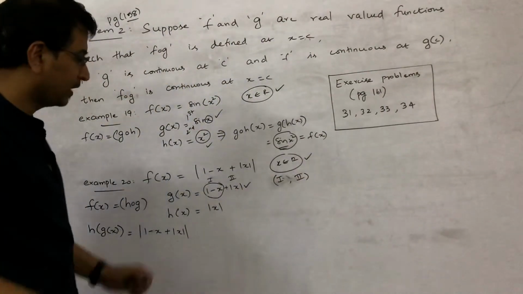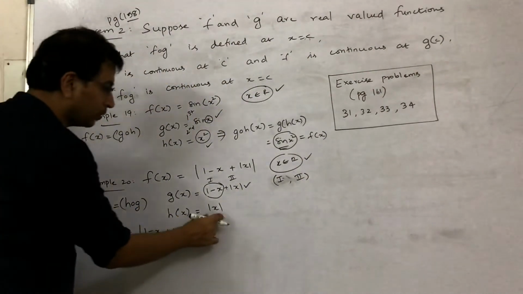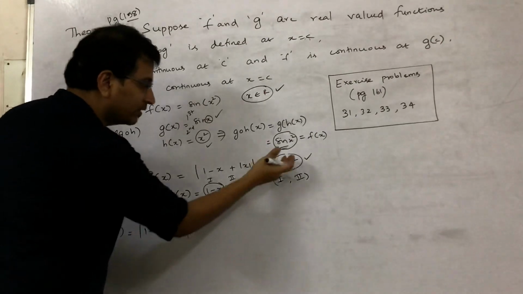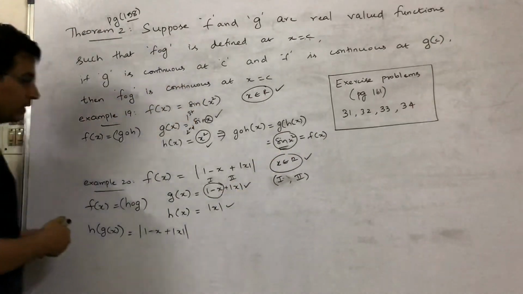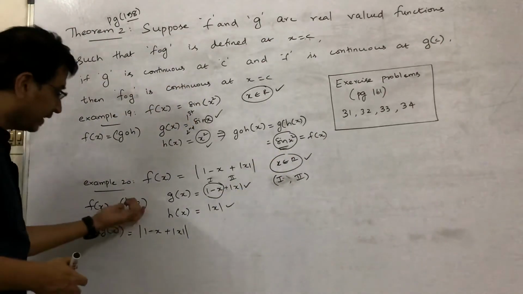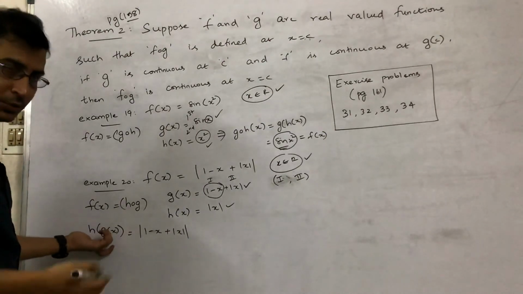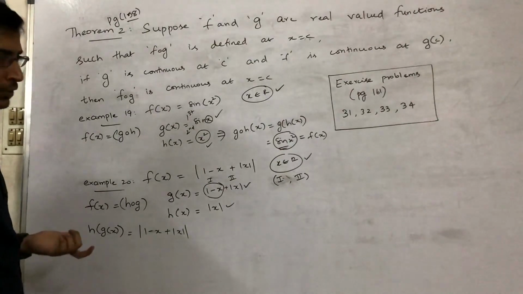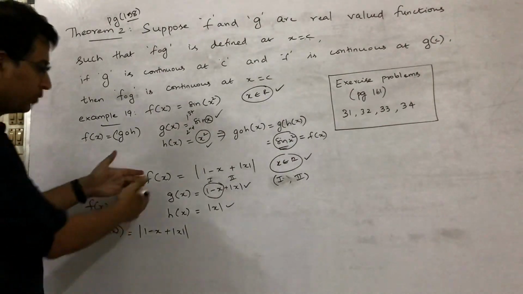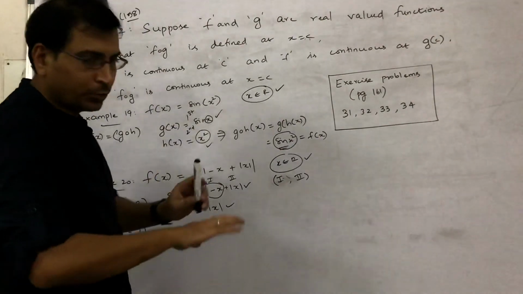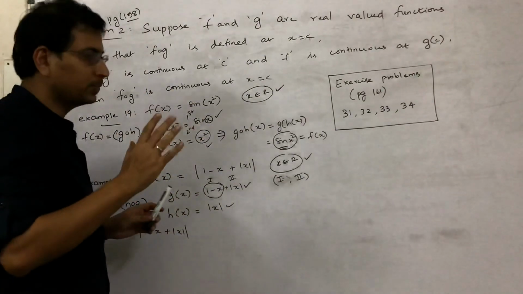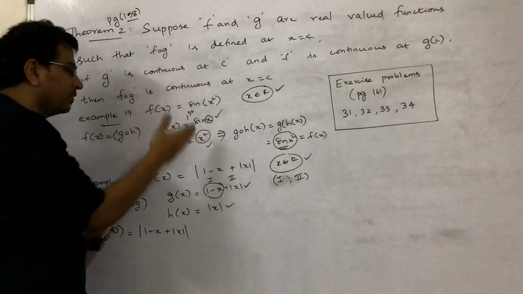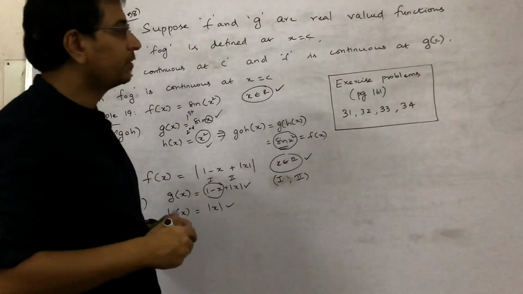x belongs to R. Similarly, h of x is equal to mod x. I already told you mod x is a continuous function for x belongs to R. From this what we can conclude is h circle g, that is h of g of x, is also going to be a continuous function, but h of g of x is nothing but f of x. So it is going to be a continuous function. In this case you need not take any limits. It's a theoretical question, so you are just applying this theorem by writing the theoretical aspects.